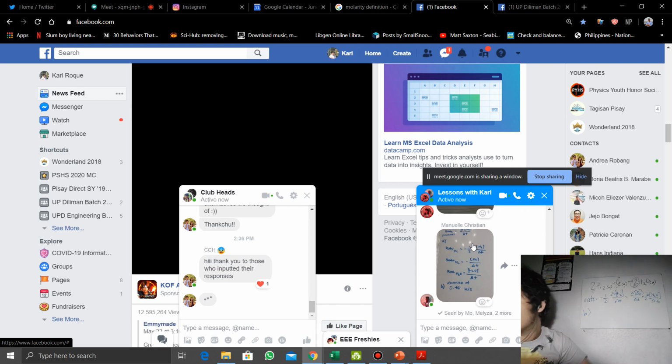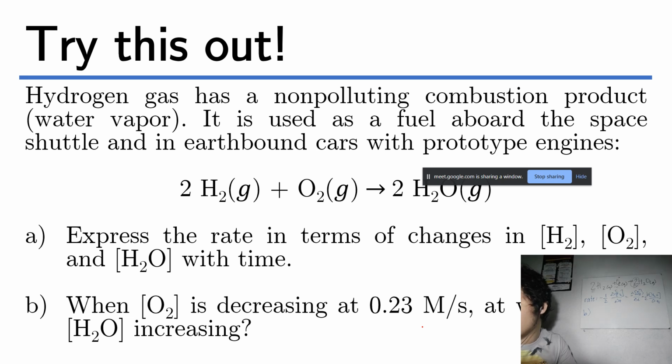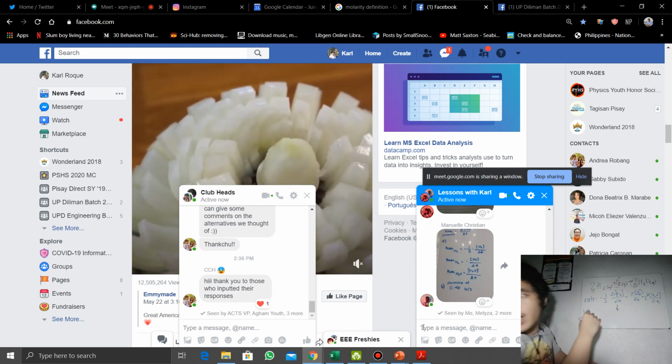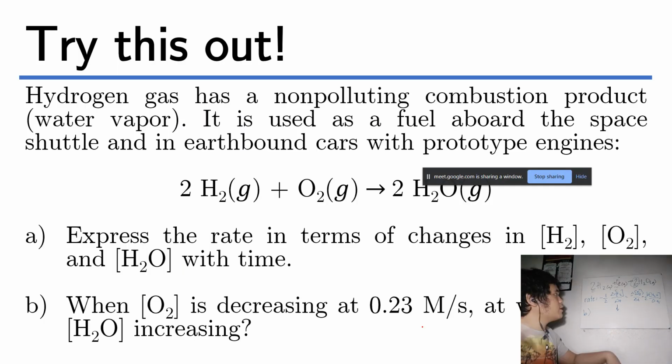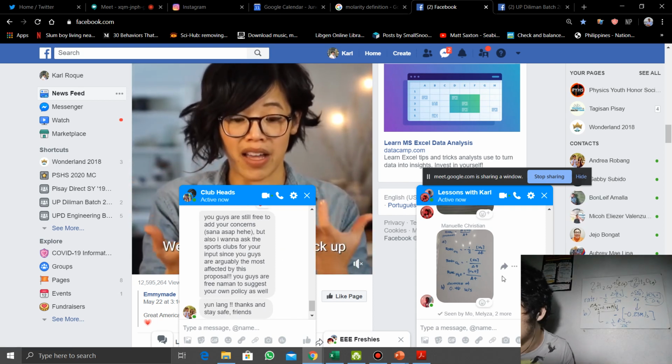Okay? Sige, for letter B, let's see if when O2 is decreasing at 0.23 molars per second, at what rate is H2O increasing? So, ito raw, negative 0.23 molars per second equals 1/2 rate ng H2O. Ito. Yan. Delta H2O over delta T. So, if we solve that, delta H2O over delta T equals 0.46 molar per second. Okay? I think everyone got that naman. Manuel, ingat lang sa wording. Ayun. Sige, next.